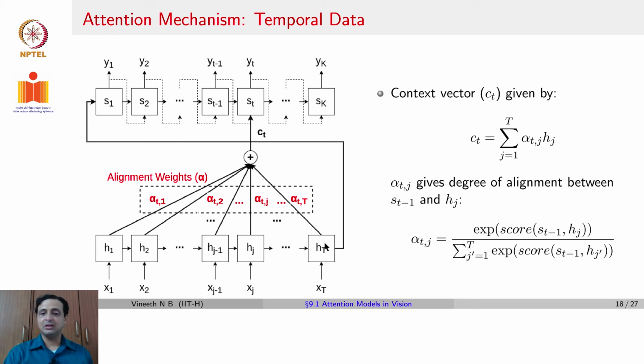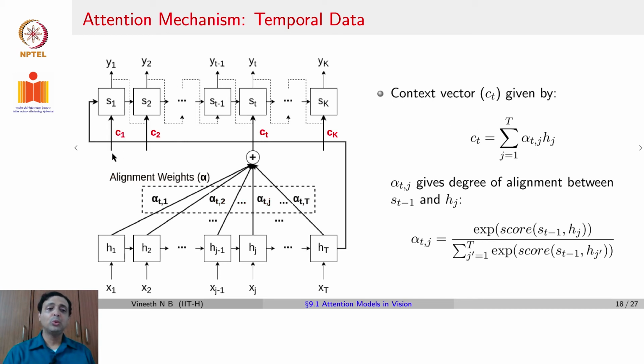Now there's an open question. How do you compute this score of st minus 1 with each of the hj's in the encoder RNN? Once we have a way of computing that score, we can take a softmax over hj with respect to all of the hj's. So we would do this for each of the hj's in the encoder RNN. And using that, we can compute your alpha tj's, and using alpha tj's, we can compute the context vector. Once you get the context vector, you would give the corresponding context vector as input to each time step of the decoder RNN.